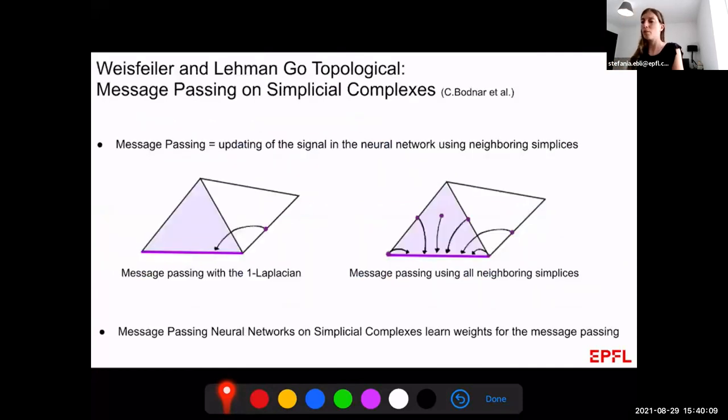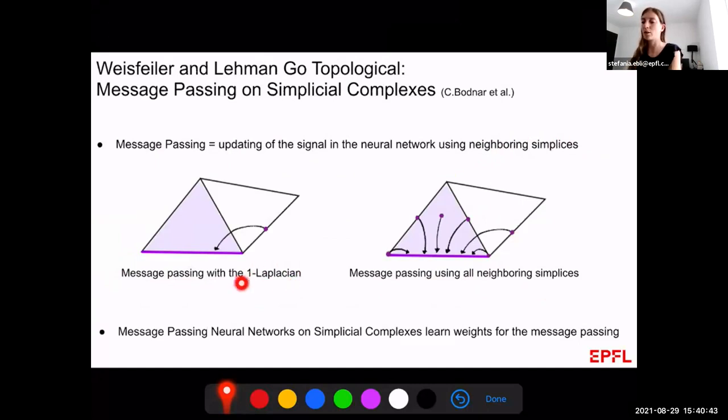So in both papers by Christian Bodnar, what they define is a message passing on simplicial complexes. Message passing, as I said before, can be thought of as an updating of the signal or the data on the simplices using some rules on neighboring simplices. So what is the difference between our message passing using the Laplacian and their message passing using all the simplices? I give you here one example.